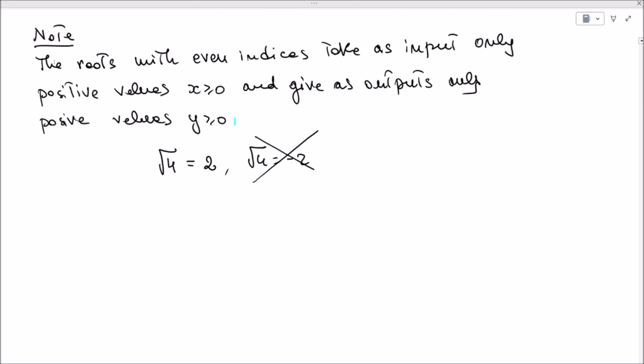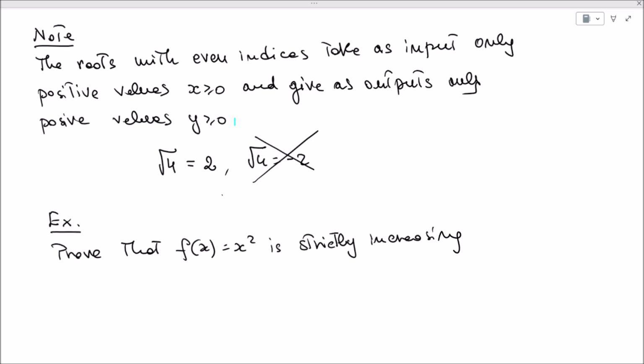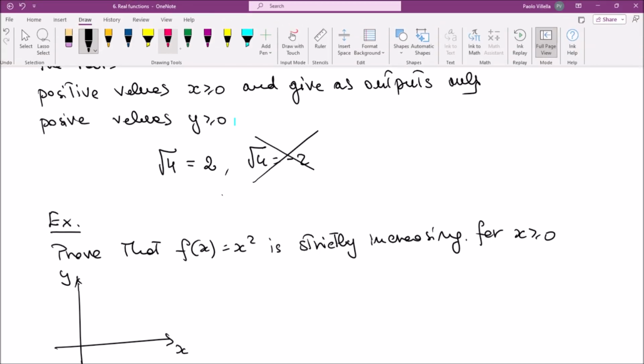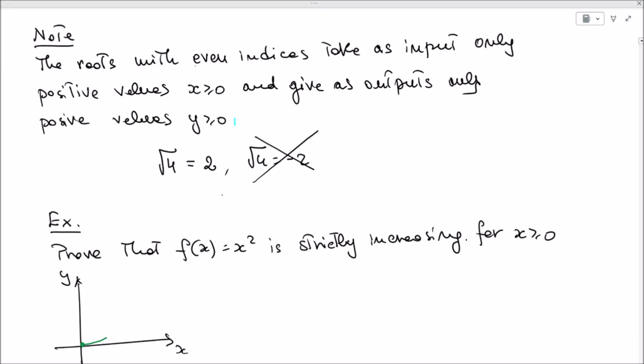Right. Now, as a further example on the function f of x equal to x squared, let's try to prove that f of x equal to x squared is strictly increasing, which is of course something that we clearly see from the graph. Just looking at the graph, we see that this function is always increasing, but we want to prove this formally.